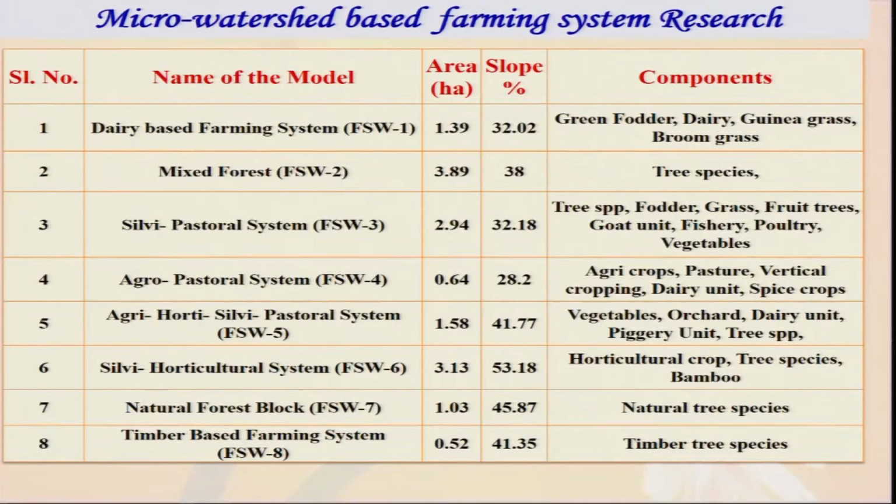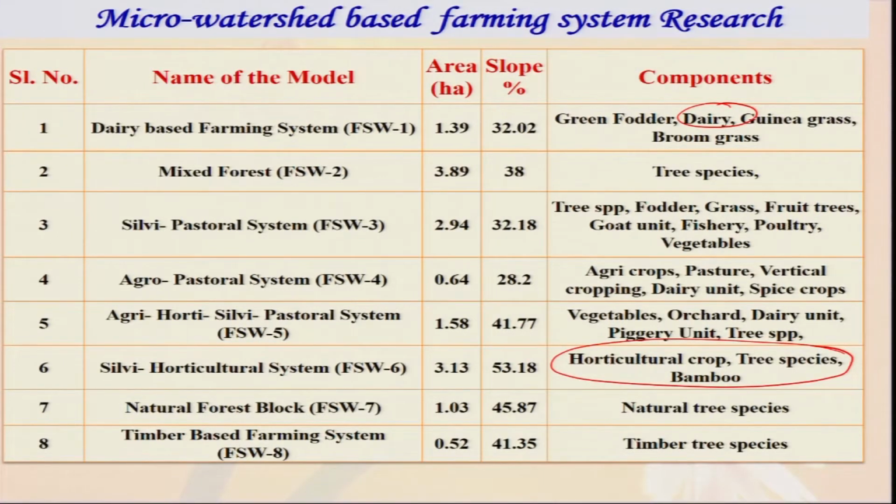This is the different micro watershed based farming system model we have developed in the northeastern part of India, in Meghalaya, and there are different components. In the dairy based farming system, we have the dairy, while in the agro-pastoral system, we have different enterprises like vertical cropping and spice crops. Similarly, in the silvi-horticultural system, we have horticultural crops, tree species and bamboo.